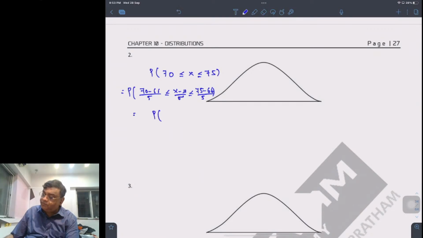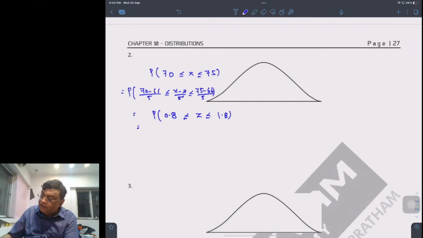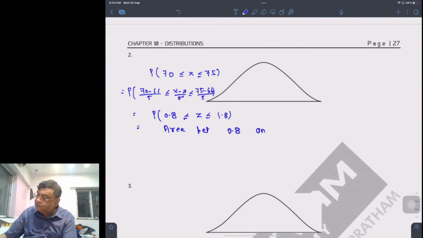So this happens to be the probability of 4 by 5, which is 0.8, less than or equal to z, less than or equal to 75 minus 66, which is 9. 9 divided by 5 happens to be 1.8. Check and confirm. And therefore what's the verbal meaning of that? It means that this is the area between 0.8 and 1.8. So 0.8 और 1.8 इसके बीच में का एरिया हमें चाहिए.